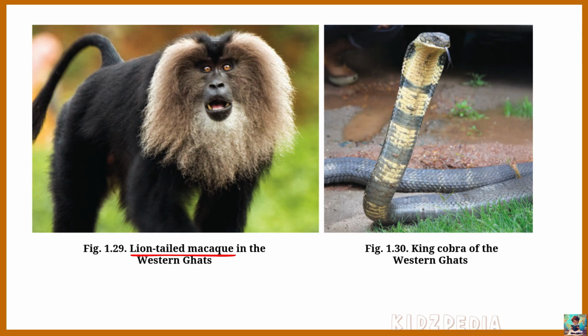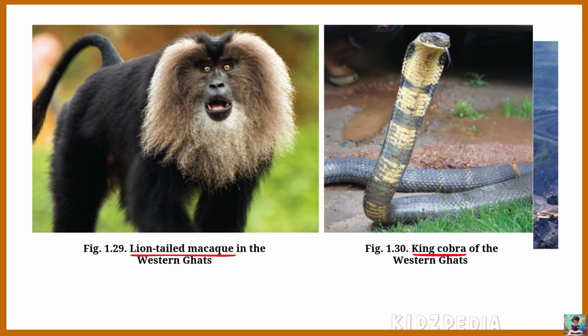Figure 1.30: King Cobra of the Western Ghats. King Cobra, a very venomous snake found in the Western Ghats. It is the longest venomous snake in the world and usually lives in forest and dense vegetation. The King Cobra is important in the ecosystem as it controls the population of other snakes and rodents.